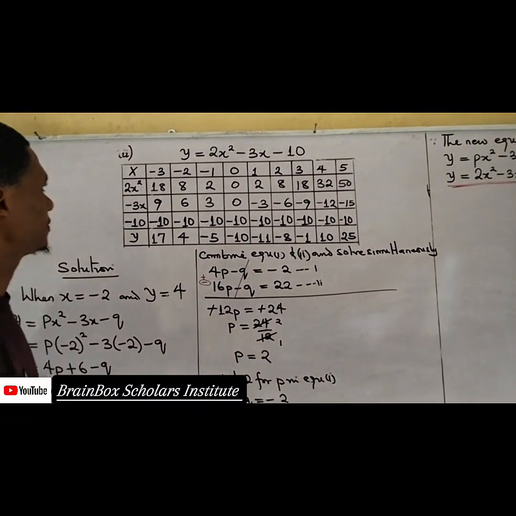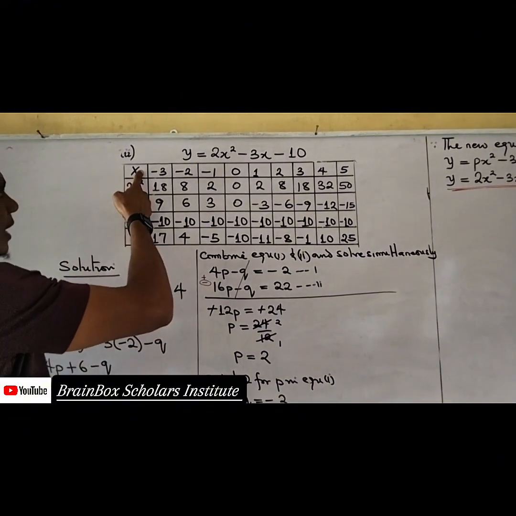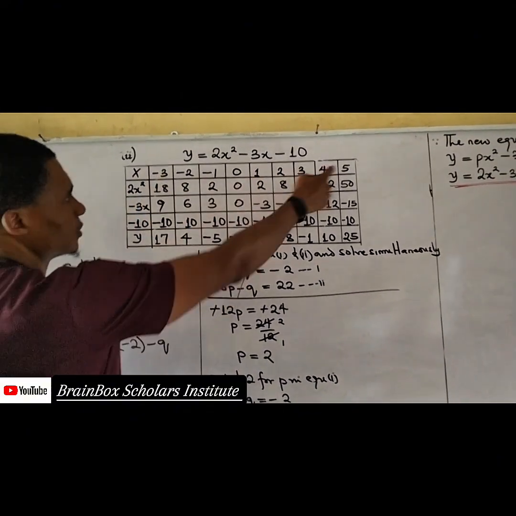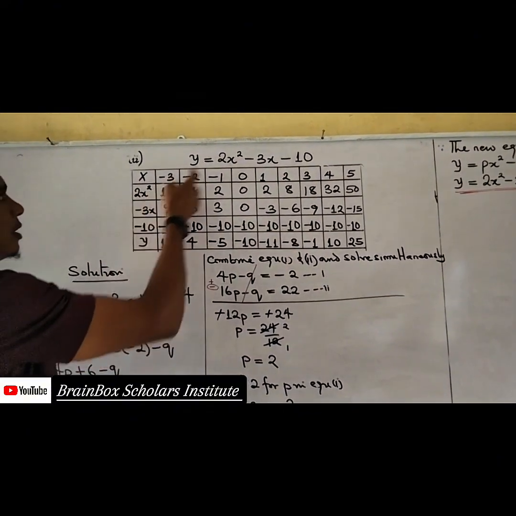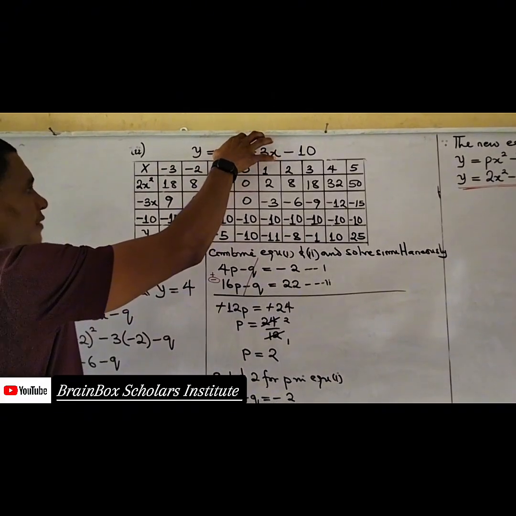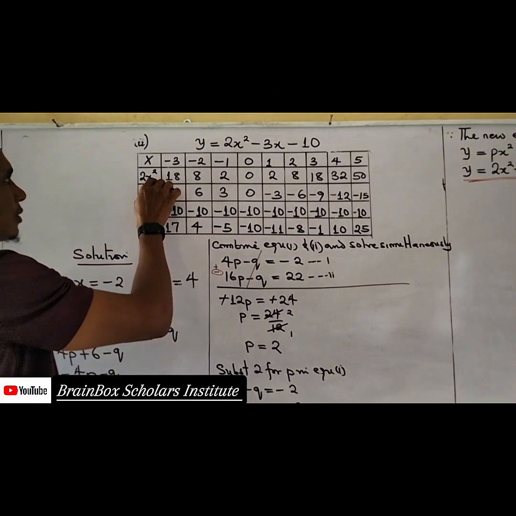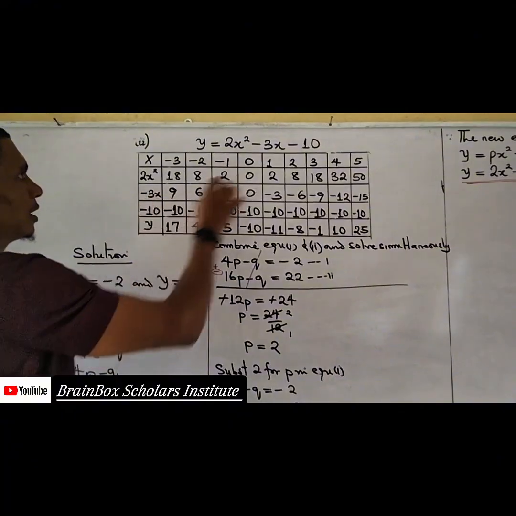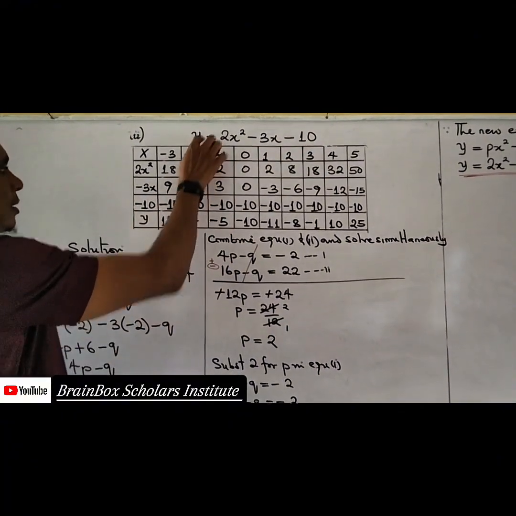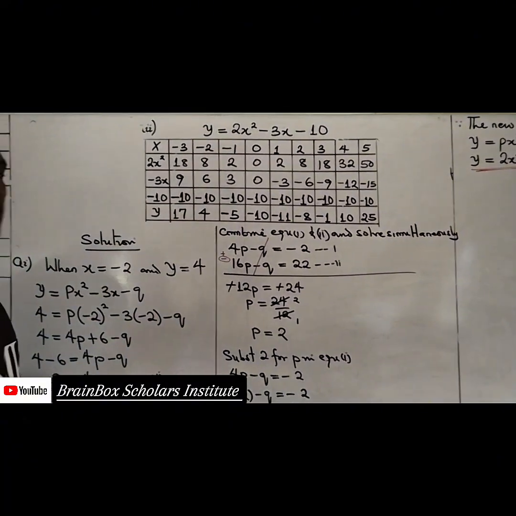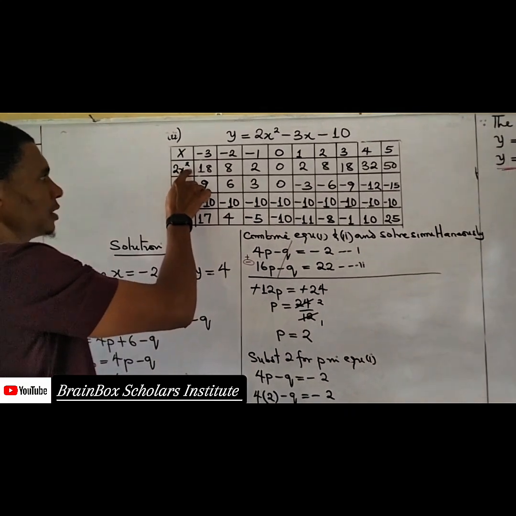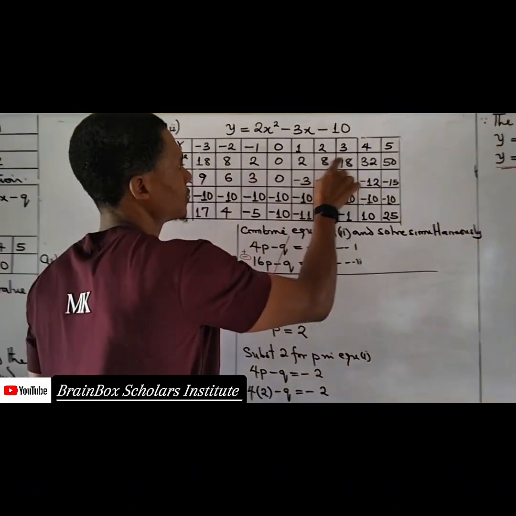Now, my x is running from -3 to 5. So here I put the first value, then put this one here, then put -10 here, then put y here. Now this equation 2x² here is the one producing all these figures here.